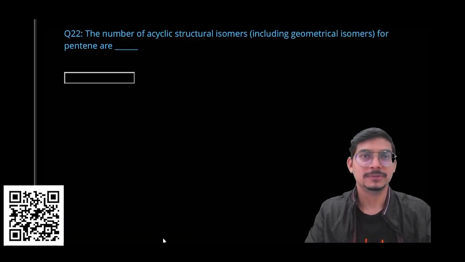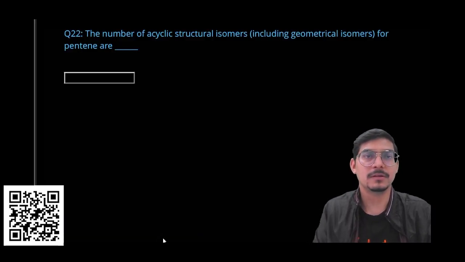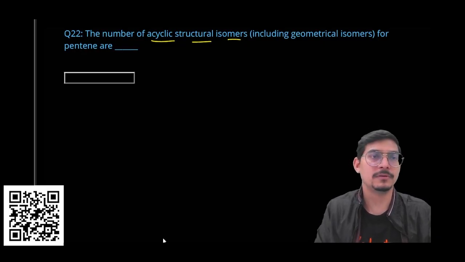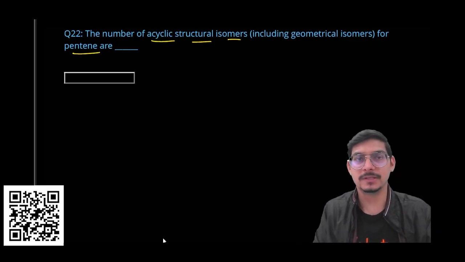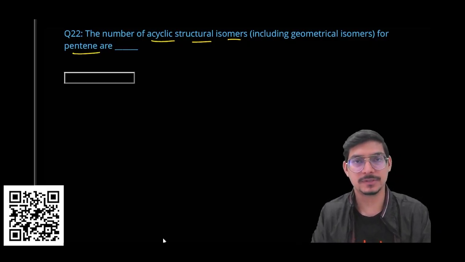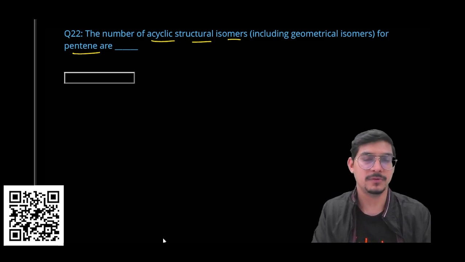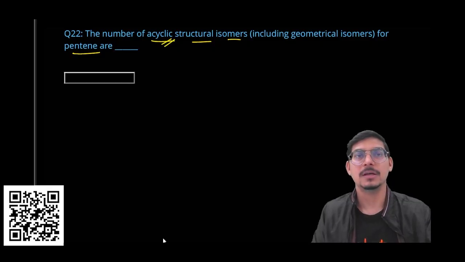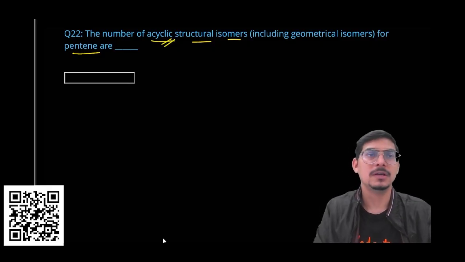Hi everyone. In this question, we have to tell the number of acyclic structural isomers, including geometrical isomers, for pentene. So we basically have to tell how many structural isomers there are and whether any geometrical isomer is possible for those structural isomers. And remember, the isomers have to be acyclic, which means that ring compounds are not allowed. Now, the compound given here is pentene.